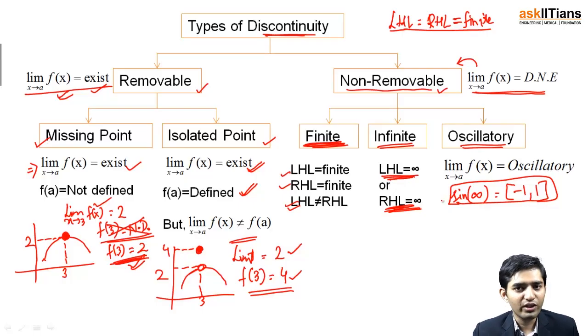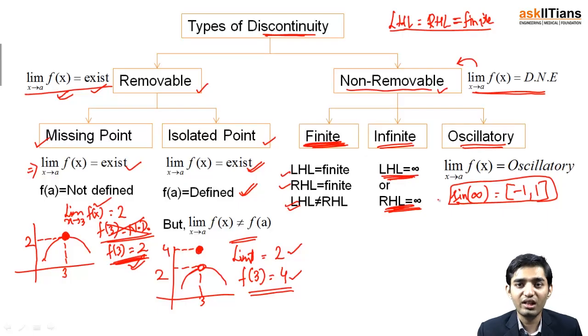and the type of discontinuity is called oscillatory type discontinuity. So if any function is given and you want to check the type of discontinuity, first of all be sure that the function is discontinuous, and only then can we talk about the type of discontinuity.